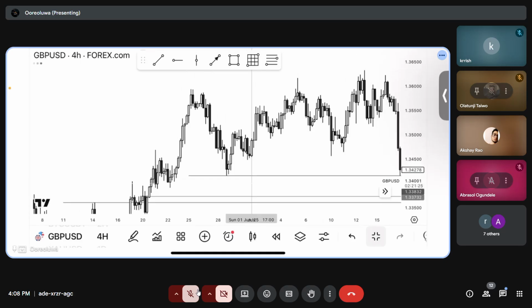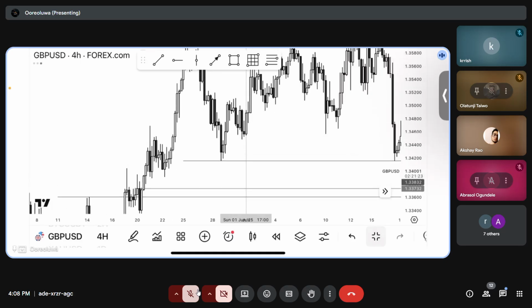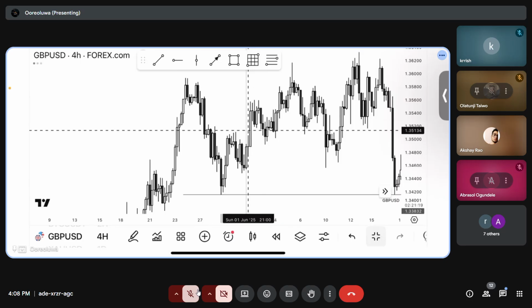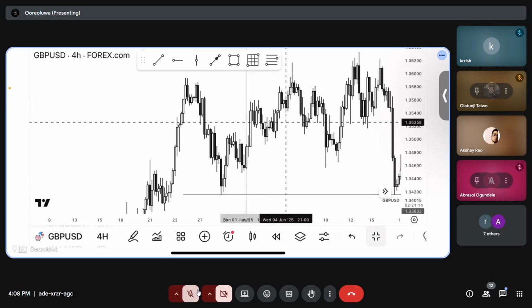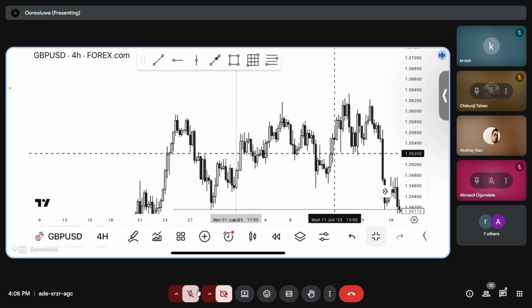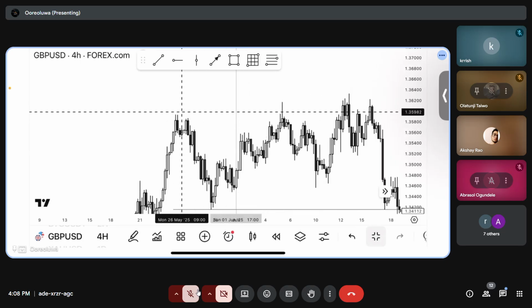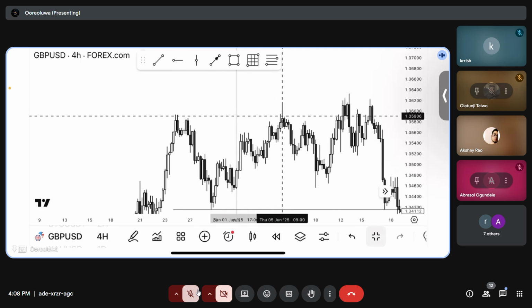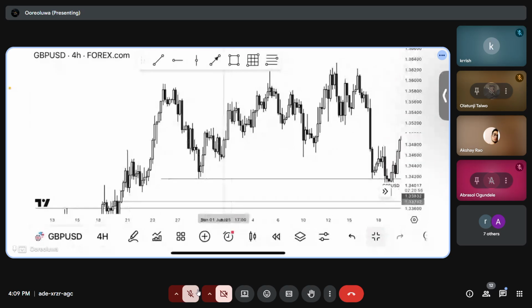So this is the opening of the first day, the first week. It's June, Sunday. We took out this high, on Thursday. So you can actually take this trade. Took out this high, you sell to this point.